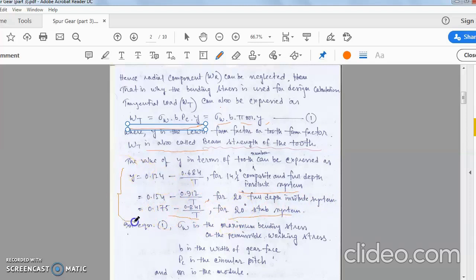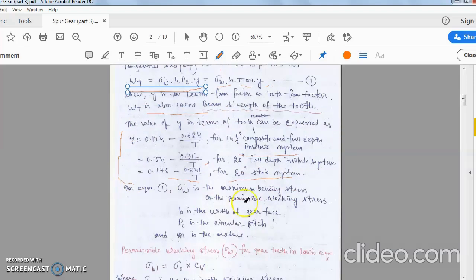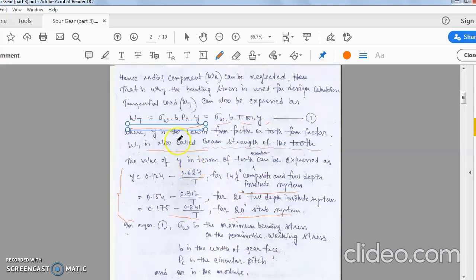These are the values which you have to remember. These formulas are very important to solve the numerical problems. Now, sigma W, what is sigma W? Sigma W is the maximum bending stress, or we can say the permissible working stress. That is why it is mentioned with W in the subscript, because it is the working stress.